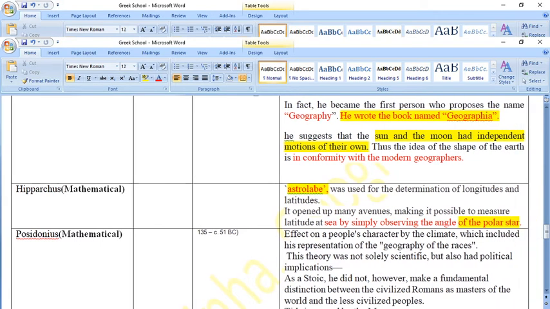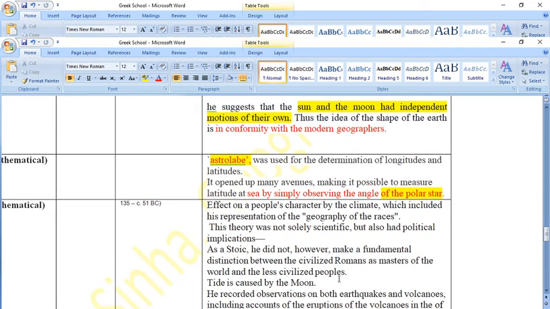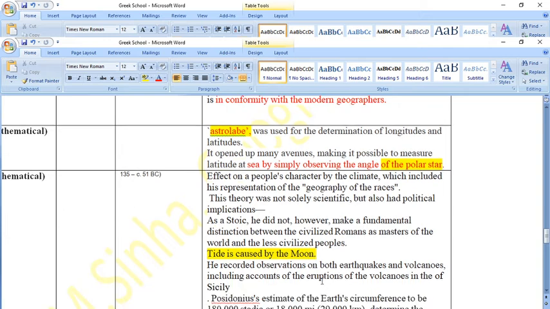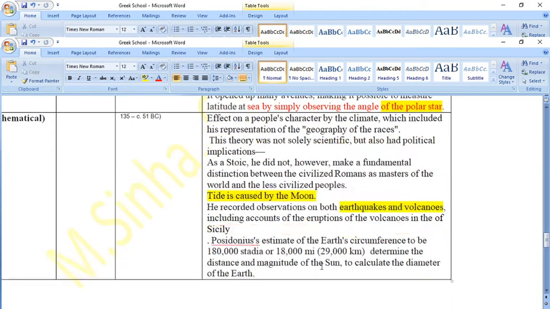Okay, and Posidonius was famous for research on tides. He was the first person who proclaimed that tides are governed by the attraction of the moon. And another thing is that he described earthquakes and volcanoes, and he learned many things from his teacher, who observed the eruption of the Sicily volcanoes, and he learned details from his teacher about earthquakes and volcanoes.